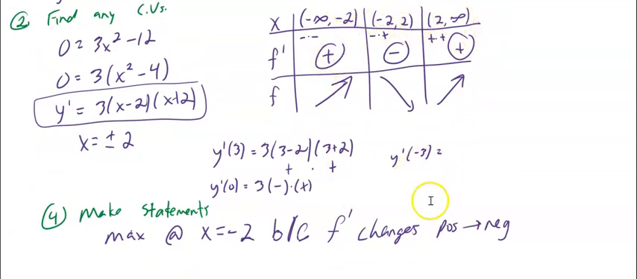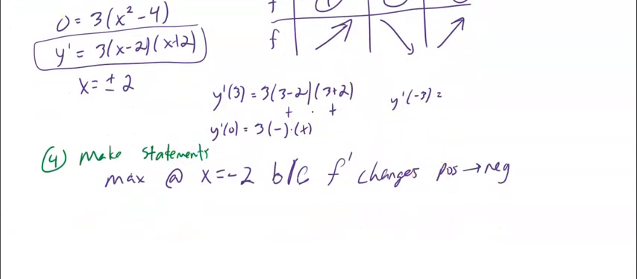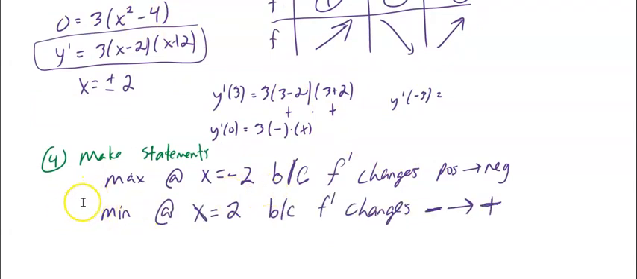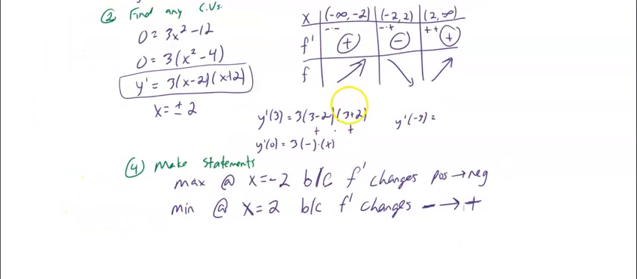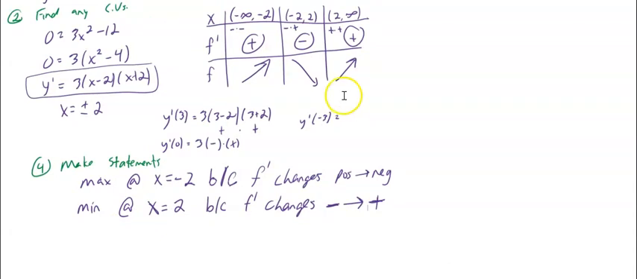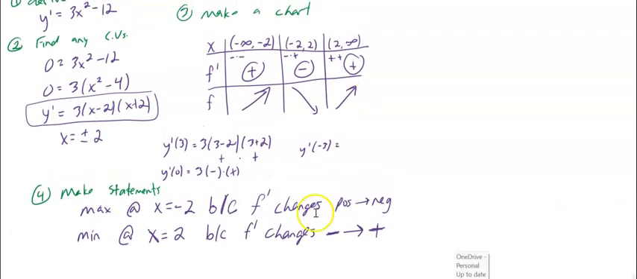Now I got to make another statement. So let's see if you can make the statement for x equals 2. Go ahead, hit pause, try it. All right, hopefully you said that we get a min, and my chart shows it. I get a min at x equals 2 because f prime changes from negative to positive.